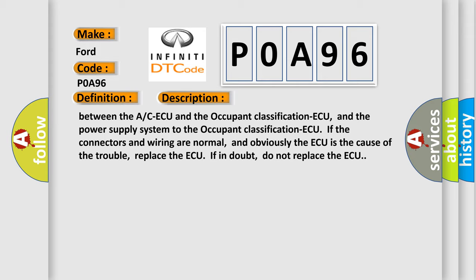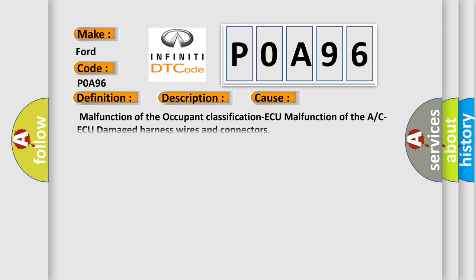This diagnostic error occurs most often in these cases: malfunction of the occupant classification ECU, malfunction of the A or C-ECU, damaged harness wires and connectors.